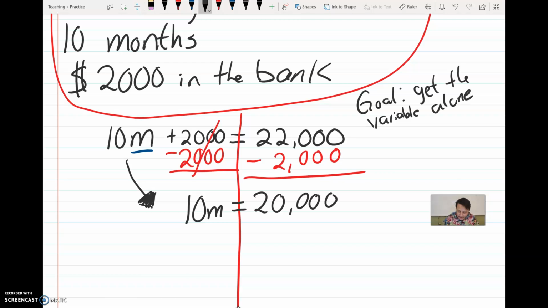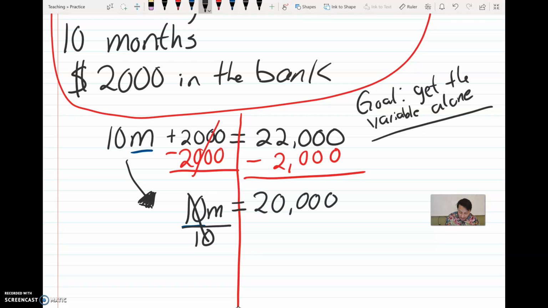We still haven't accomplished our goal, which is to get the variable alone, because there's still a coefficient, the number in front of the variable, which is 10. So we need to reduce this to 1. The way that we do that is we divide by that coefficient, because a number divided by itself is always 1. So if I divide by 10 here, this is going to be reduced to 1.